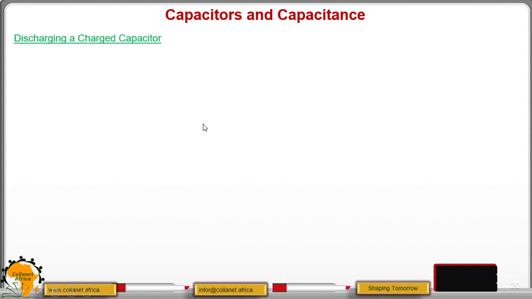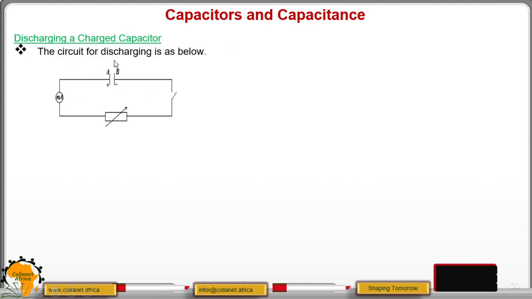From there, we can move to discharging a charged capacitor. Now, the circuit that we are going to use is this one. As you can see, there is no source of battery, or no source of power. We have just connected the capacitor with a milliammeter and a resistor. And of course, we have the switch.